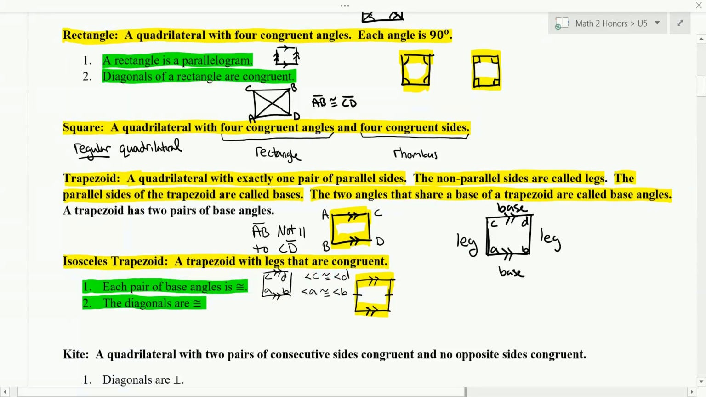And we had that with isosceles triangles, right? The base angles were congruent. So it's kind of an easy one to remember, isosceles trapezoid, isosceles triangles. And then the diagonals are congruent. We saw that before. What else had congruent diagonals? A rectangle, yeah. What else? One more thing. A square, because a square is a rectangle.